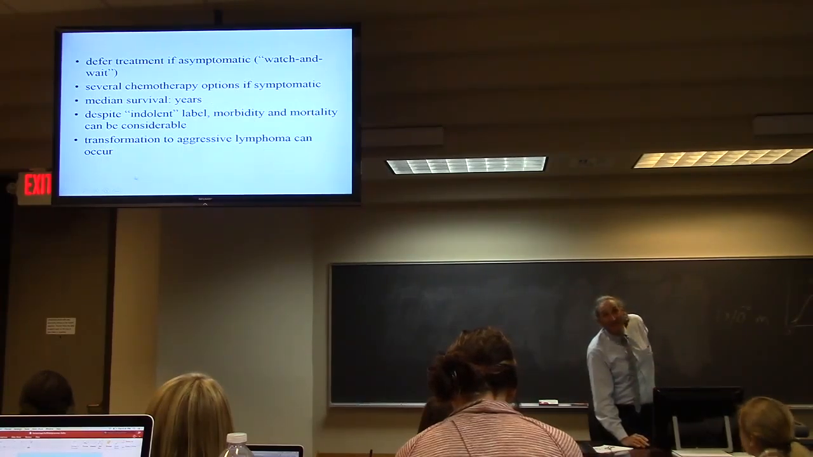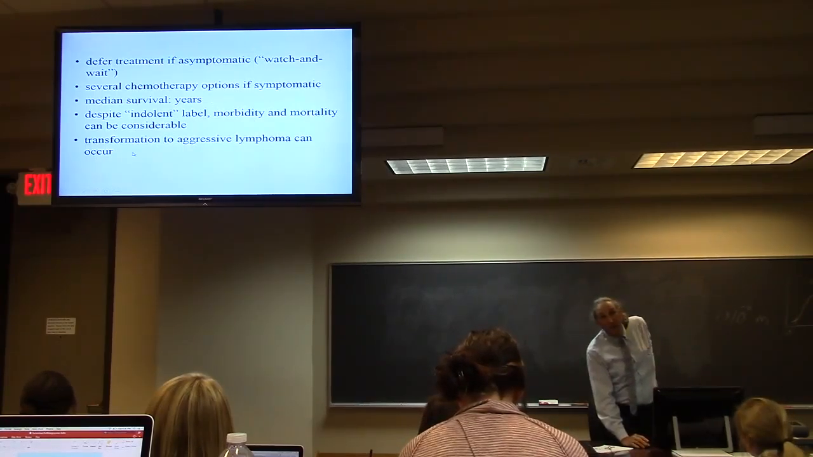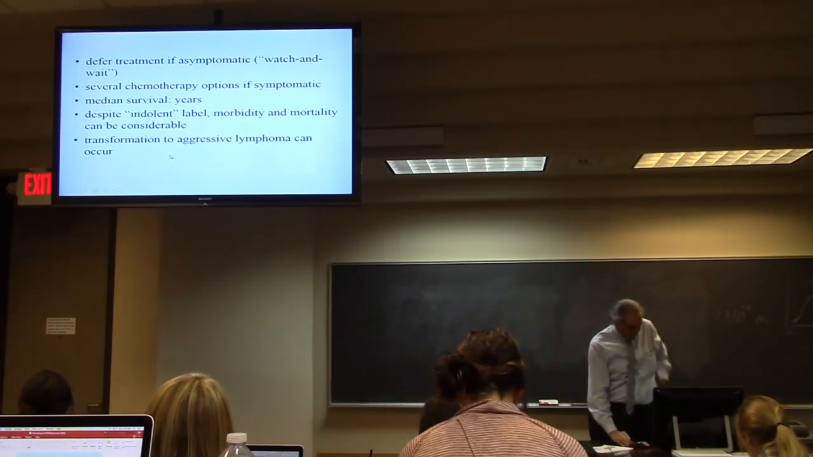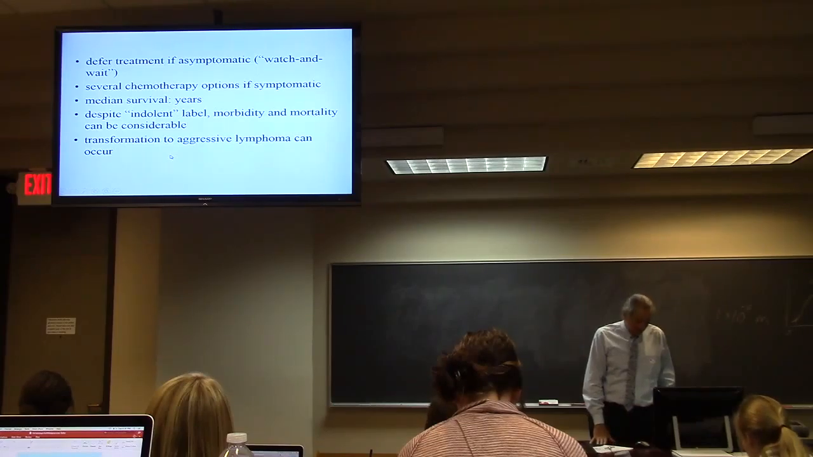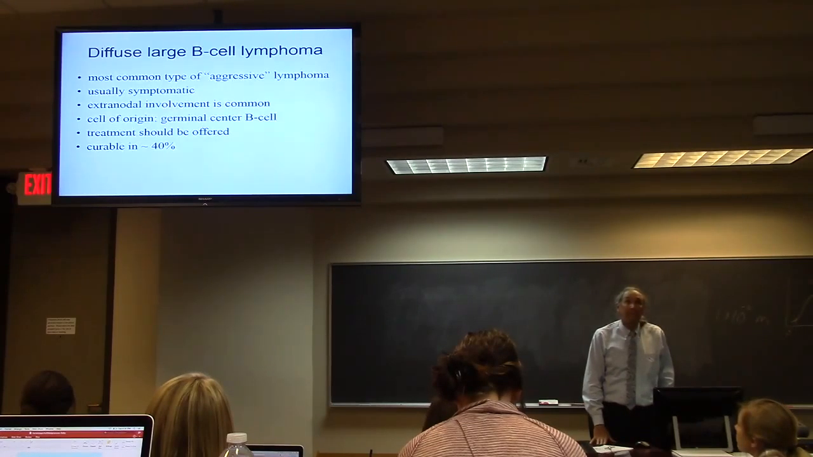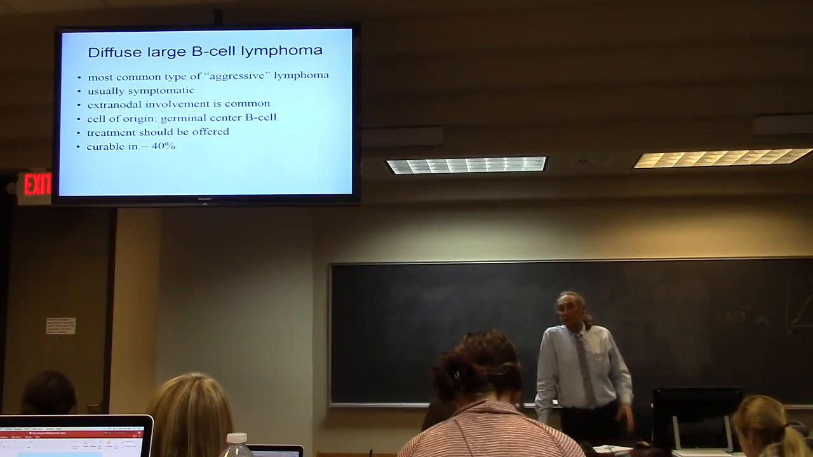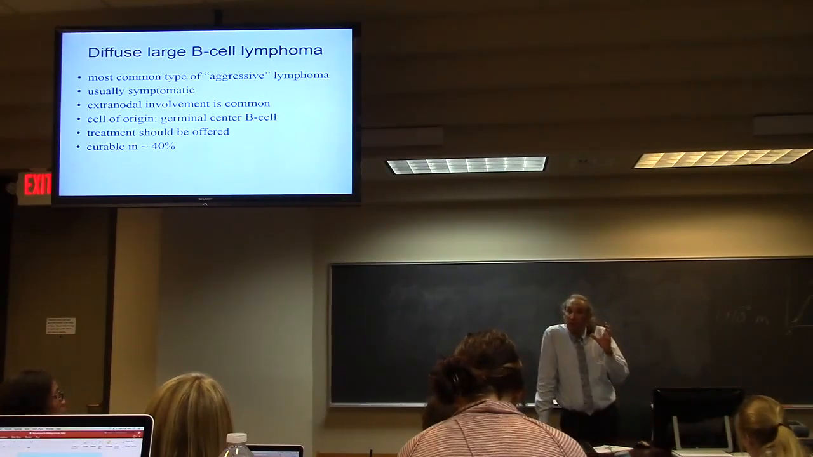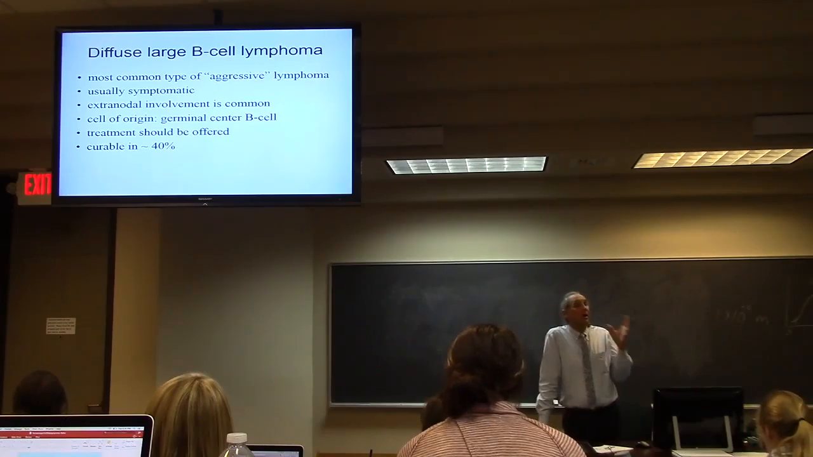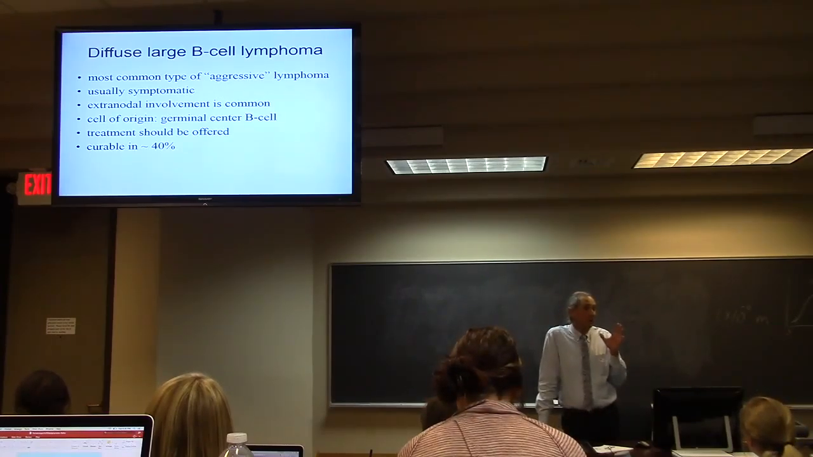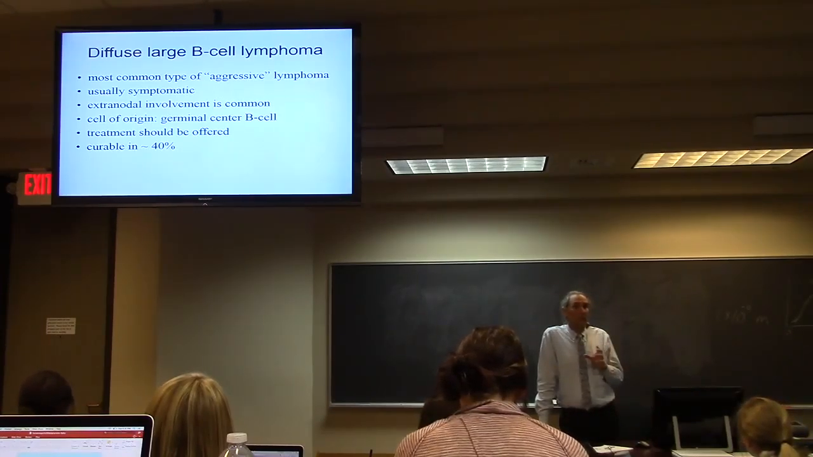The bad thing that can happen is that they can transform into an aggressive lymphoma. They can move into diffuse large B-cell. But that happens usually with time. It's not something that happens by tomorrow. So diffuse large B-cell is the most common type of the aggressive lymphomas, and we spend a lot of time in the clinic caring for patients with diffuse lymphoma.